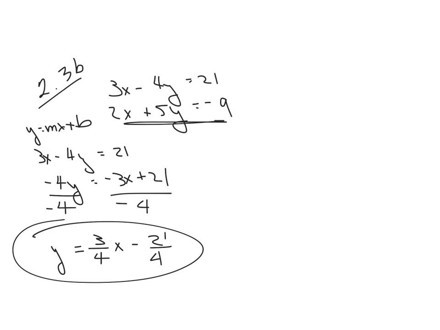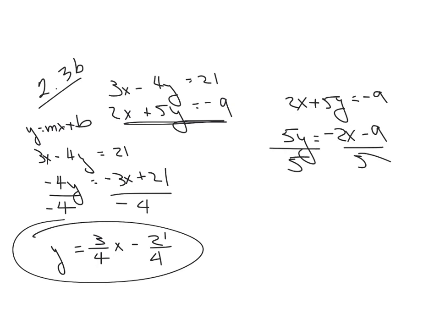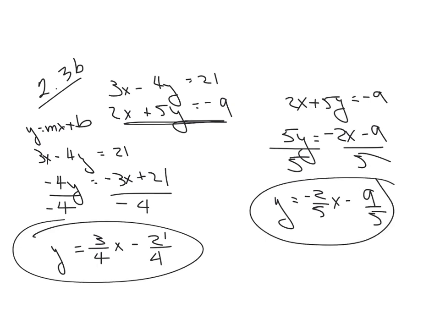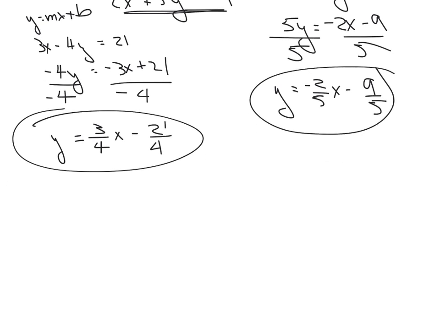Alright, let's look at this one. So we've got 2x plus 5y equals negative 9, and just real quickly I'm just going to do this because hopefully you remember how to do all of this without any problem. This is old algebra. Alright, so there's that one.